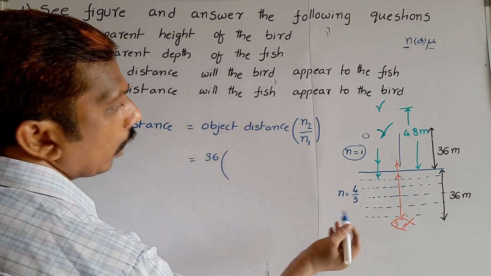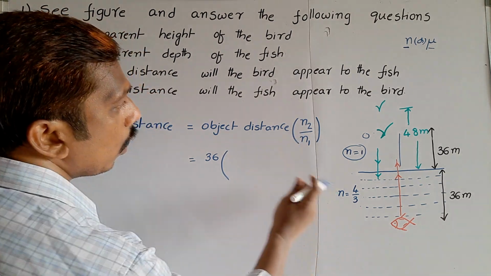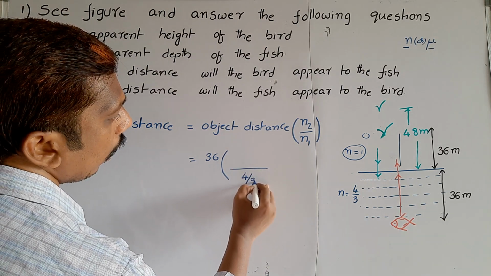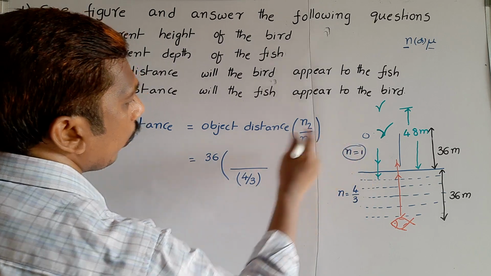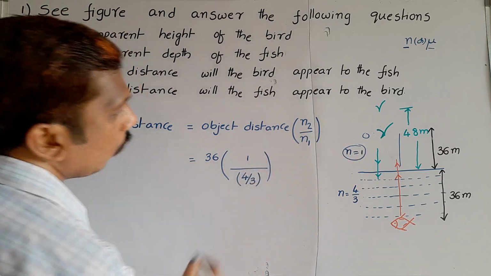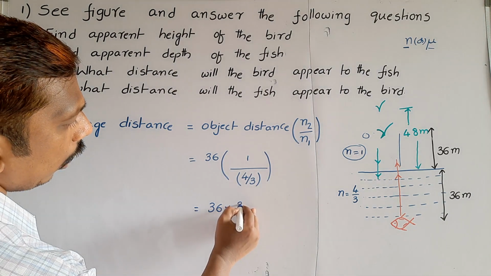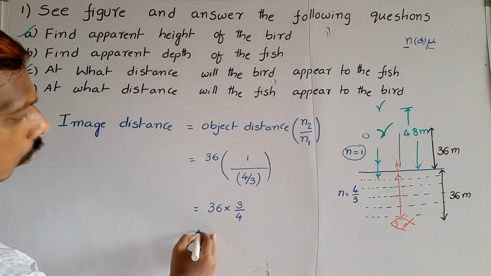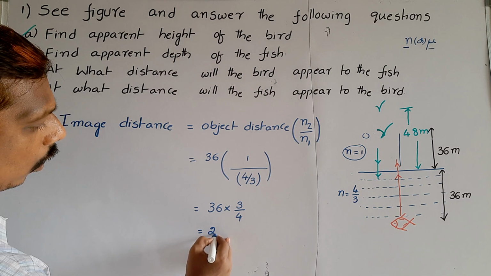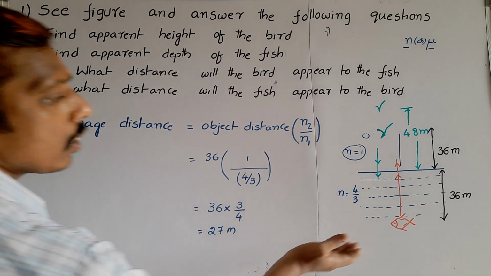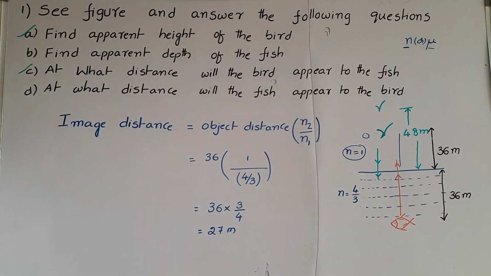What is n1? First the light ray travels in water, so n1 is equal to 4 by 3. After that it enters into air, so that is the n2 value, 1. So that is equal to 36 into 3 by 4. 4 nines are 36, 9 threes are 27 meters. So this fish appears at less depth than the original depth. It appears at just 27 meters only.